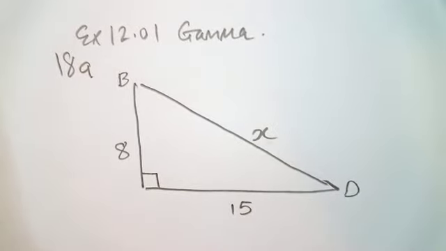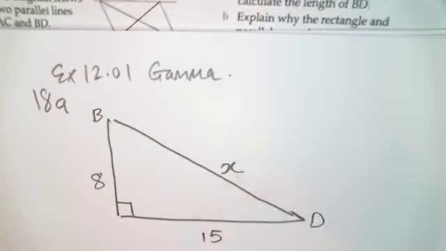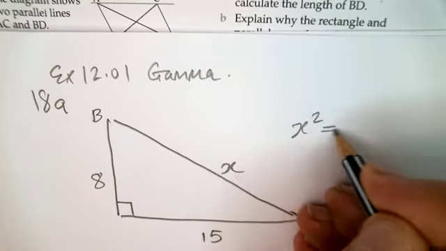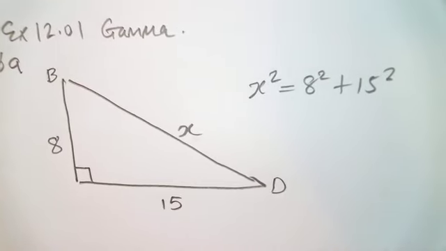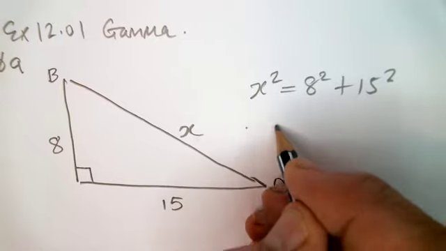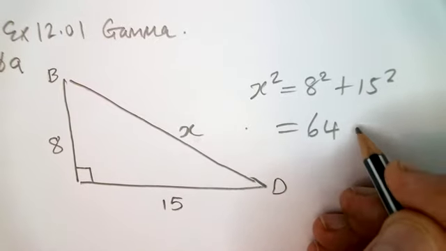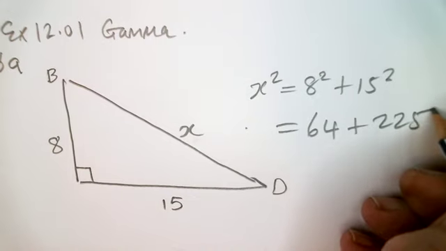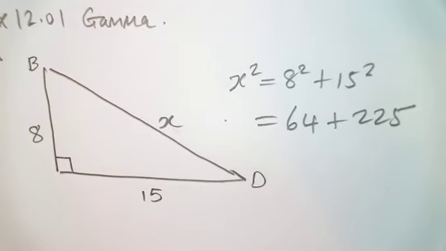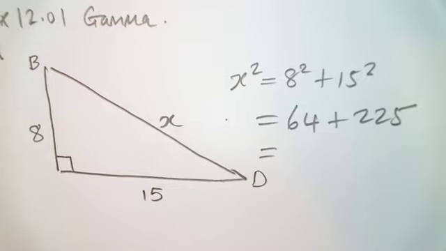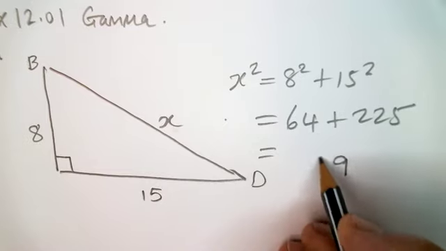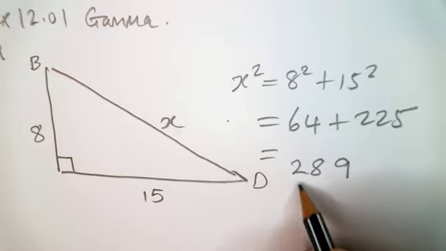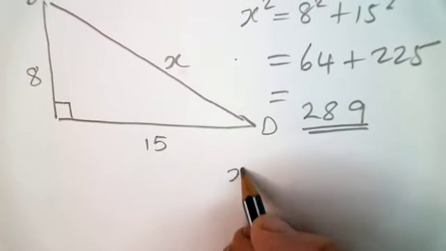Now we can use Pythagoras' theorem to calculate that, and we know that in this case x squared is going to be 8 squared plus 15 squared. So let's go ahead and do that. x squared is going to equal 8 squared, which is 64, and 15 squared, which is 225. If you have trouble doing that, do it on the calculator. 225 plus 64: 4 and 5 is 9, 6 and 2 is 8, and we've got a 2 out in front, so we've got 289. Now we've got x squared is 289.